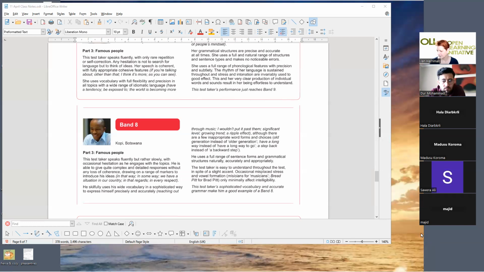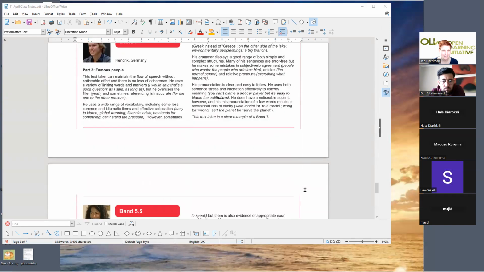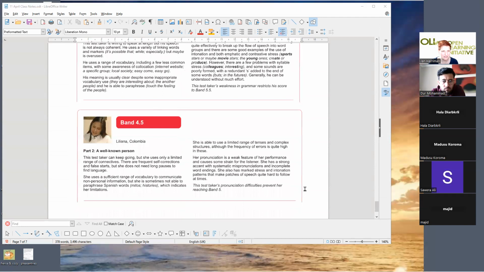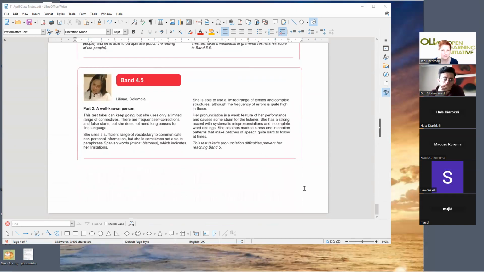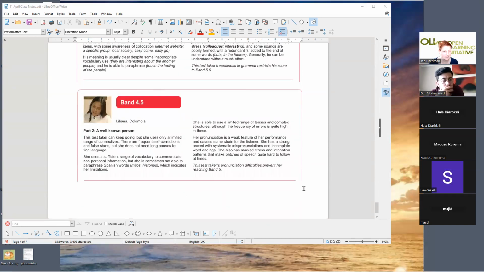But so yes, right. Any questions about the speaking test at this point? There's more examples here. You can look at what the lower level ones look like and beyond.